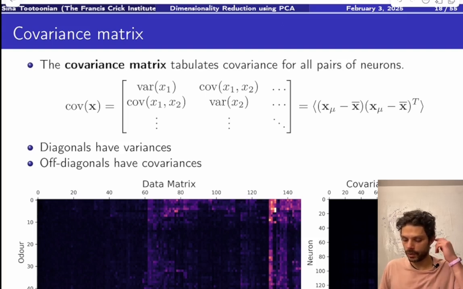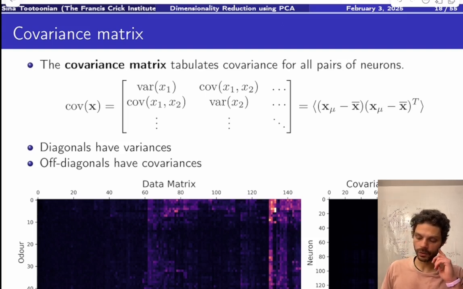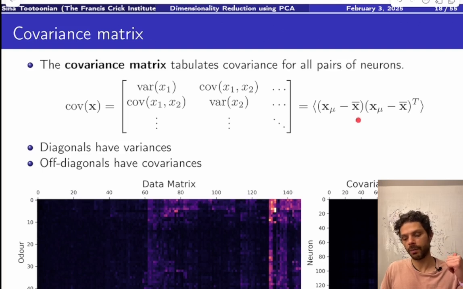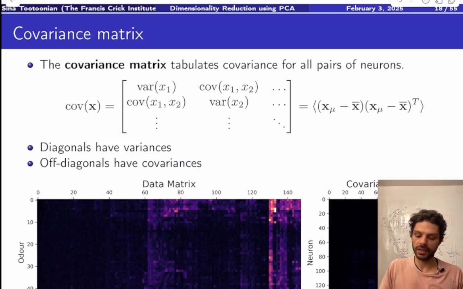Another way to write this, and we won't go into why it's written this way, is as the outer product of the difference of an odor response from the means with itself. And the only reason I put this up here is because later on, I just want you to recognize when this pops up in some equations. But yeah, the key idea is that it's just a table of the covariances.